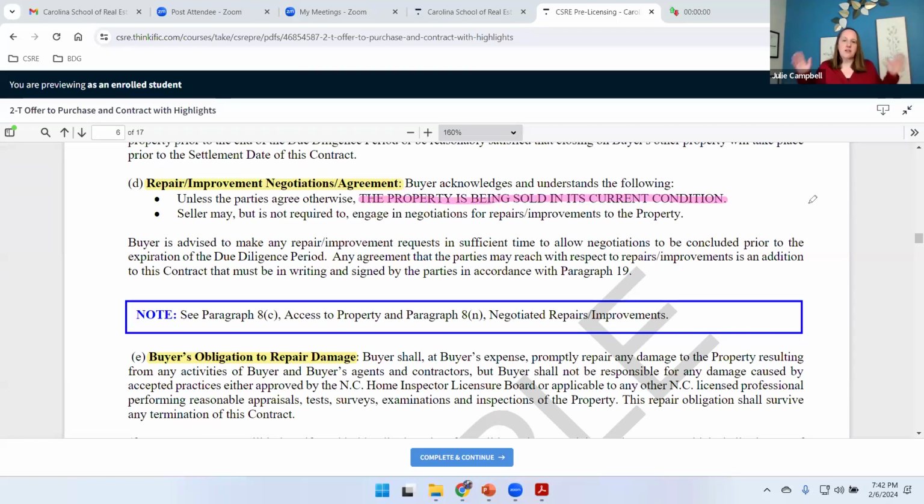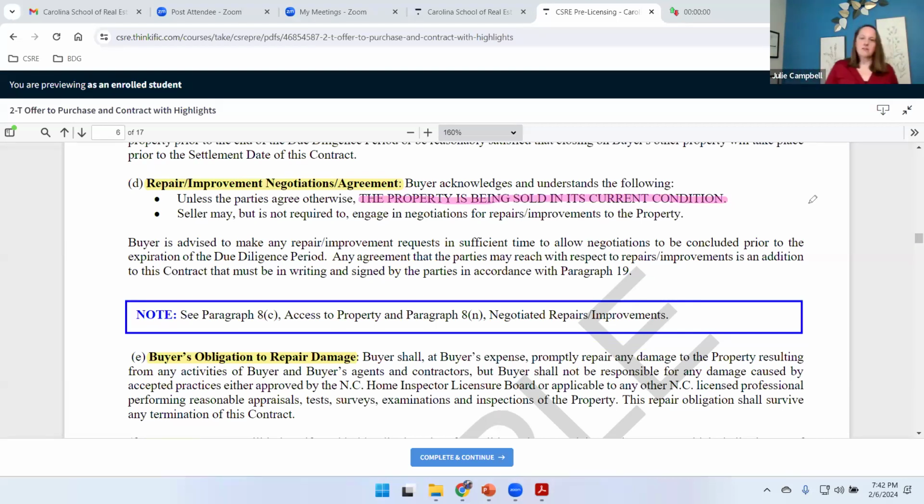If the seller says, no, I'm not fixing anything, I'm not even going to change a light bulb for you, that's their right. They don't have to do anything, because what's the contract say? That the property is being sold in its current condition, burnt out light bulb and everything. You guys with me? If the seller agrees to do anything, we got a form for that. And once the seller signs, then they'll be contractually obligated to do that repair, whatever we agree to.